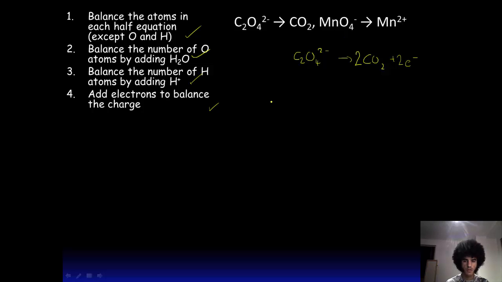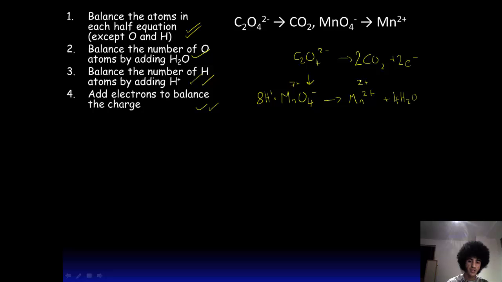I think we've done this before, so I'll go through it as quickly as I can. MnO4- making Mn2+. Manganese is balanced, so my first step is good. Oxygen, 4 here, none here, so I need to add 4H2O. I now need to balance hydrogen by adding 4 lots of 2, which is 8 on this side, so that's 8H+. Finally, I need to add electrons. 8+, take away 1, 7+. I've only got 2+ here. I need to bring this down to make it match that, and I need 5- to do that, which is 5 electrons. Now, this is the messy bit.